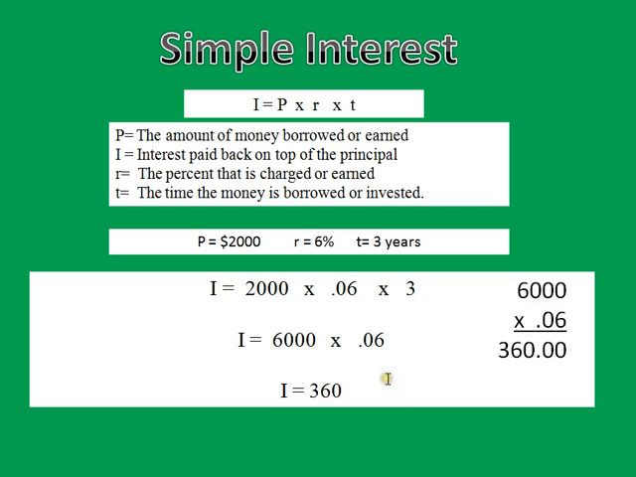$360. So when I pay my money back to the bank, I have to pay back the original $2,000 plus this extra $360. Okay, remember that's how the bank is going to make its money.